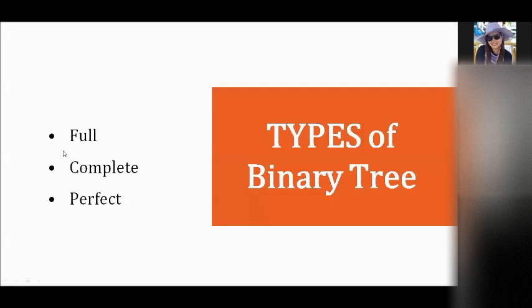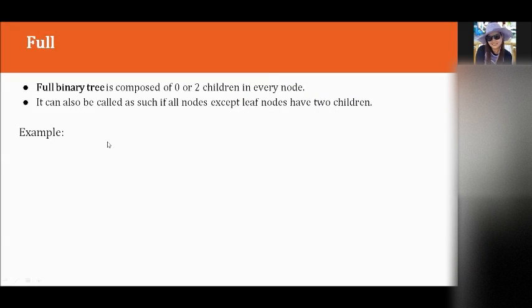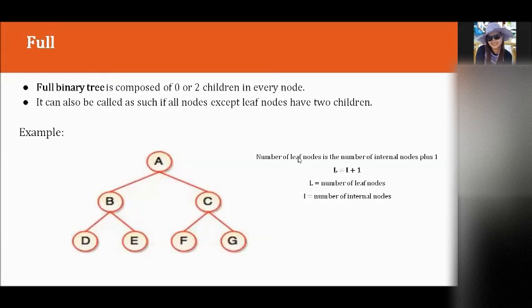The types of binary tree, we have the full, complete, and the perfect. Full binary tree is composed of 0 or 2 children in every node. It can also be called as such if all nodes except leaf nodes have 2 children. For example, so this one. The number of leaf nodes is the number of internal nodes plus 1. So L is equal to I plus 1, wherein I is the number of internal nodes. L is the number of leaf nodes. So this is a complete or a full binary tree.